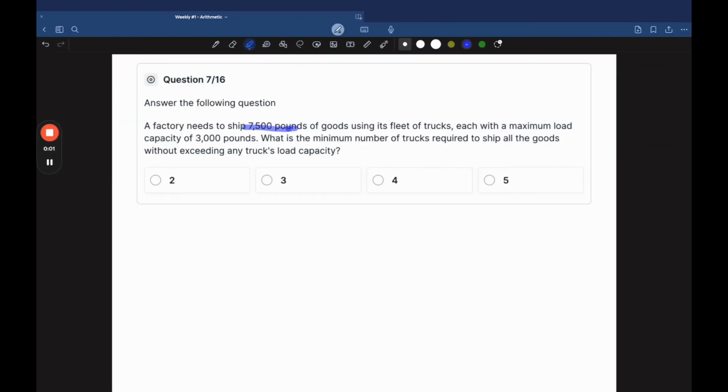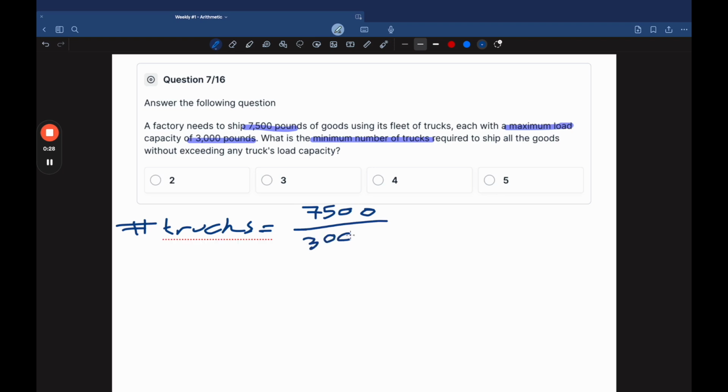Question 7. Step 1. Identify the problem. A factory needs to ship 7,500 pounds of goods using its fleet of trucks, each with a maximum load capacity of 3,000 pounds. We need to find the minimum number of trucks required to ship all the goods without exceeding any truck's load capacity. Step 2. Calculate the number of trucks needed. First, divide the total weight of the goods by the maximum load capacity of each truck. 7,500 pounds divided by 3,000 pounds per truck equals 2.5.